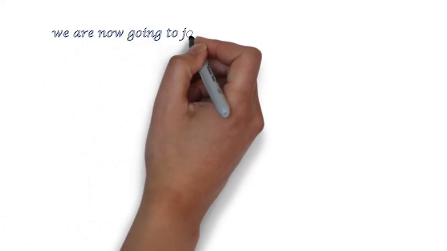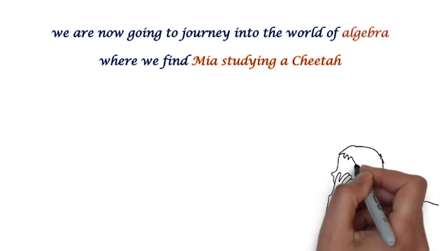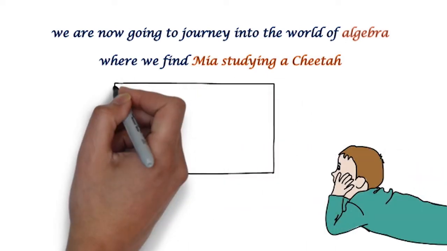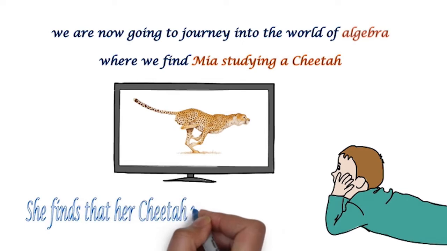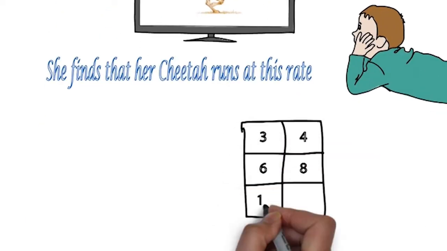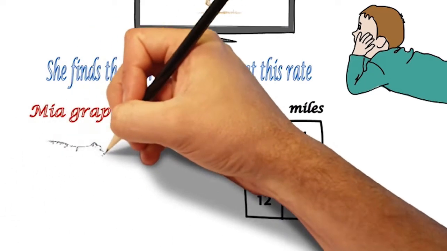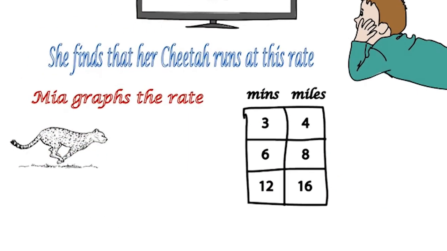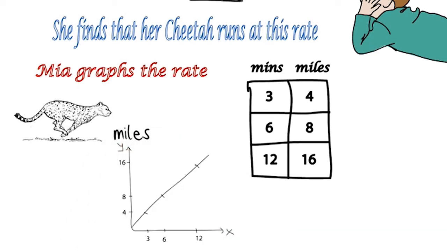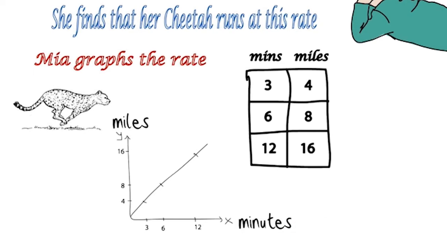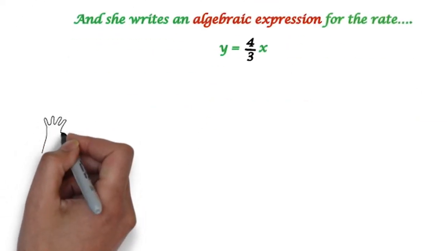We're now going to journey into the world of algebra, where we're going to find Mia studying a cheetah. Mia's interested in how far they run, and she finds that this cheetah runs at this rate. So Mia graphs the rate, and you can see in 3 minutes the cheetah runs 4 miles. In 6 minutes they run 8 miles, and in 12 minutes she runs 16 miles. And now she can write an algebraic expression for the rate, y equals 4/3 x.